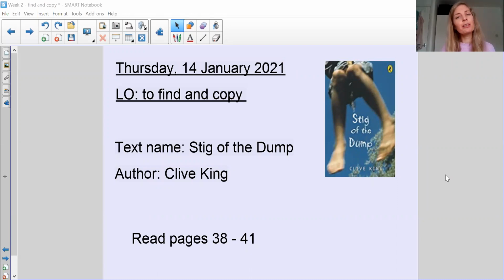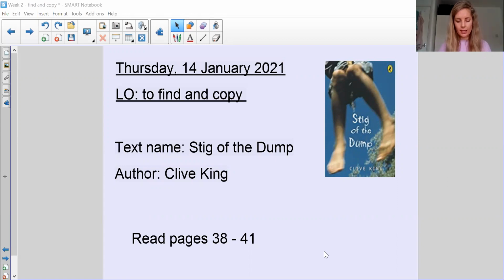I hope you've all been doing really well and you've had a good night's rest and you're ready for a day of learning. So we're going to continue with our skill of find and copy, and that's going to be our learning objective for the day. And we're going to carry on reading a couple of pages from Stig of the Dump. I hope you've been enjoying the story, and we're going to see what's going to be happening next.